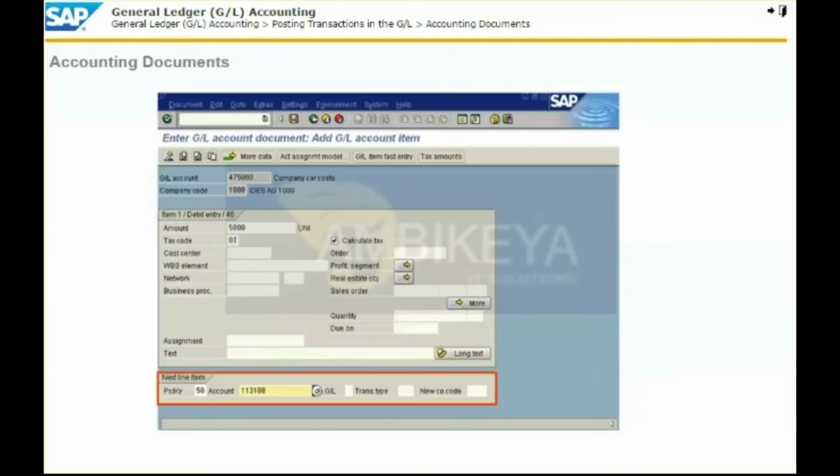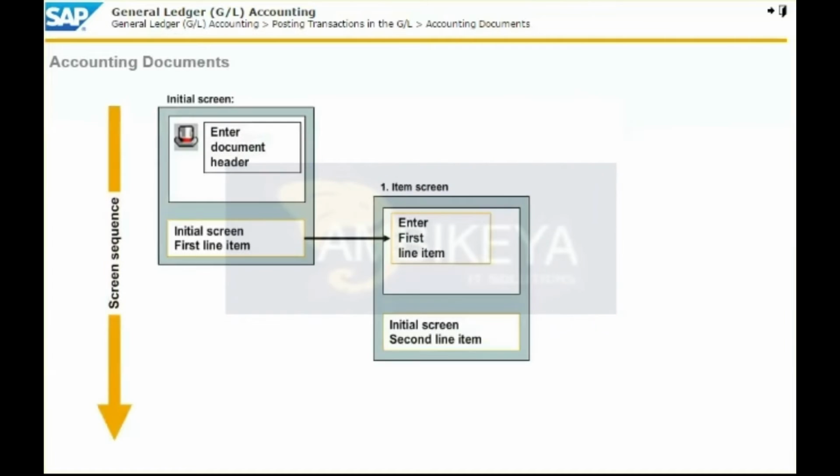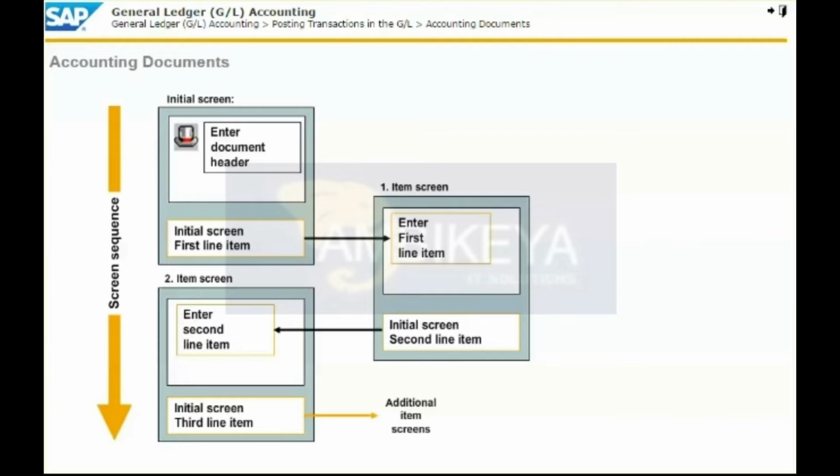At the bottom of the second screen, you enter the posting key and account for the second line item of the posting. When you press Enter, you proceed to the third screen, which contains the amount field and additional account assignment fields for the second line item.